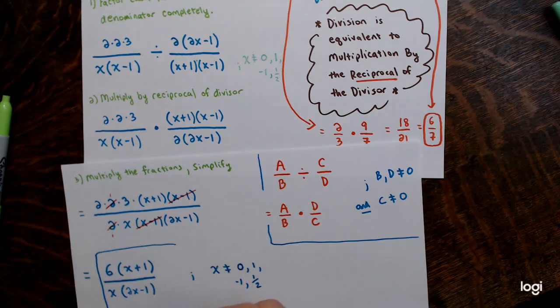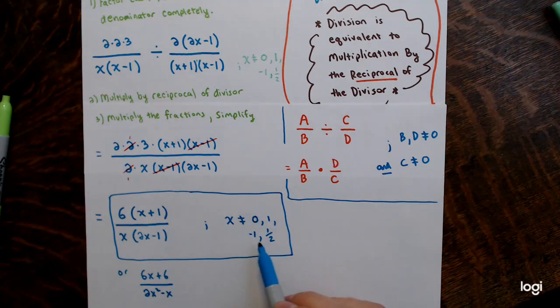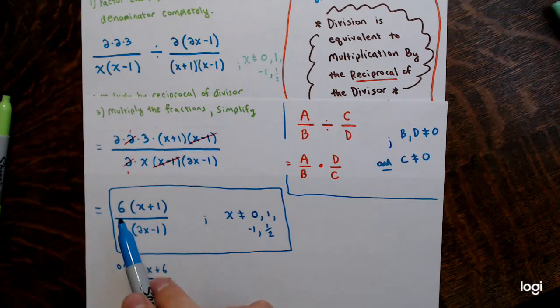Now if you would like to multiply those out, you can. You could also distribute the 6 here and say the numerator was 6x plus 6, and then distribute the x and say the denominator was 2x squared minus x, and with these restrictions, that'd be fine as well. But there's nothing wrong with this. This is considered simplified for a fraction. There are no common factors in the numerator or denominator.